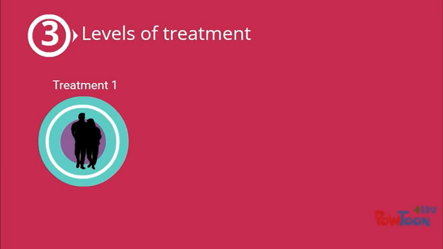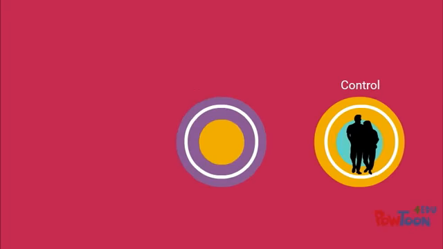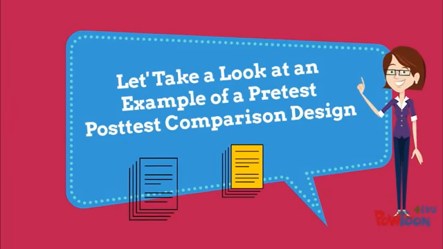It is not uncommon to have 3 levels of treatment, which would be 2 different treatments and a control group. Let's take a look at an example of what a pre-test, post-test comparison group design would look like.